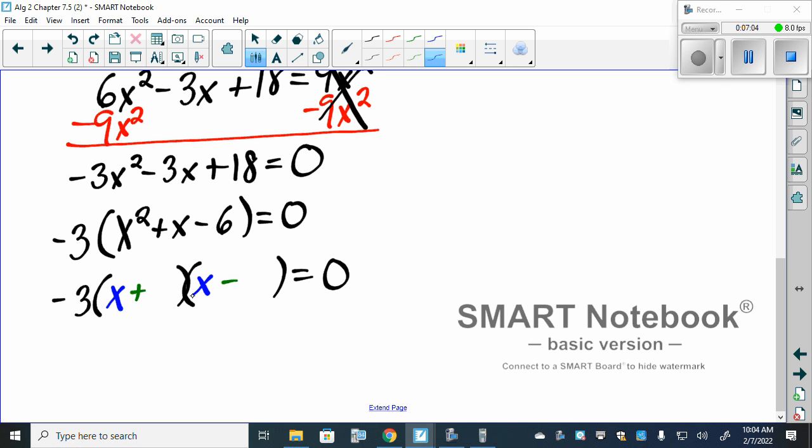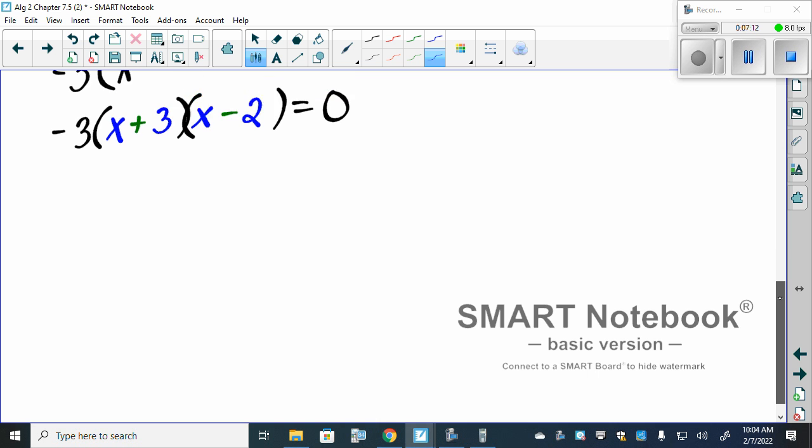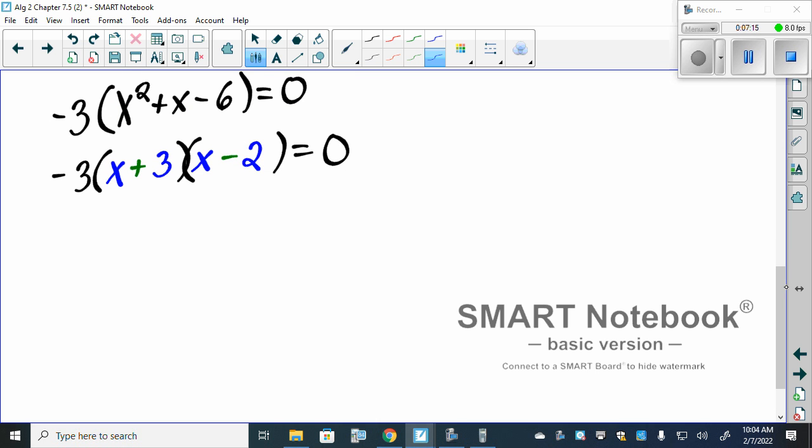And what factors of 6 do we want for this here? 2 and 3, and which one's positive, which one's negative? 3 would be positive and the 2 would be negative. And if we did check this here, it would come out to be a positive x.